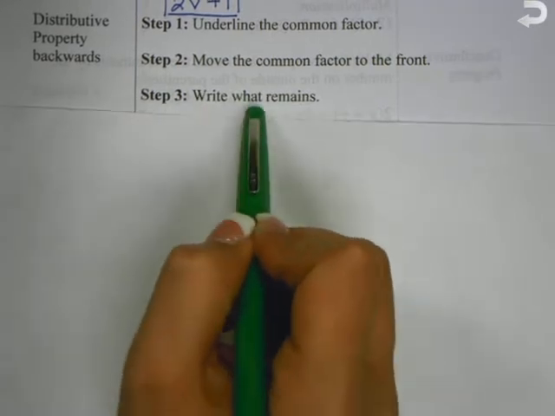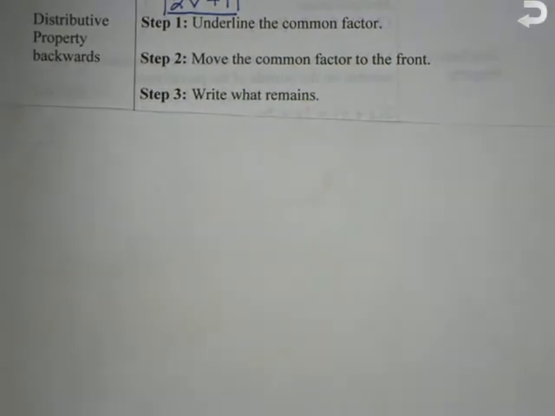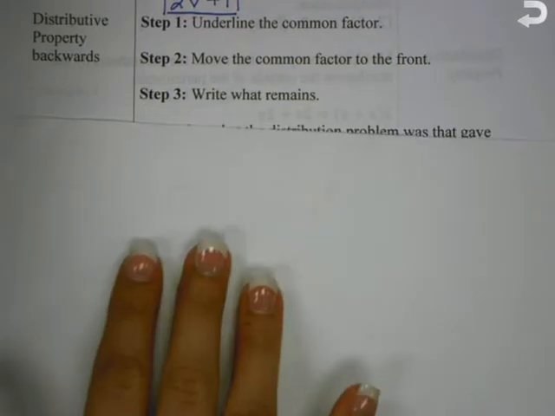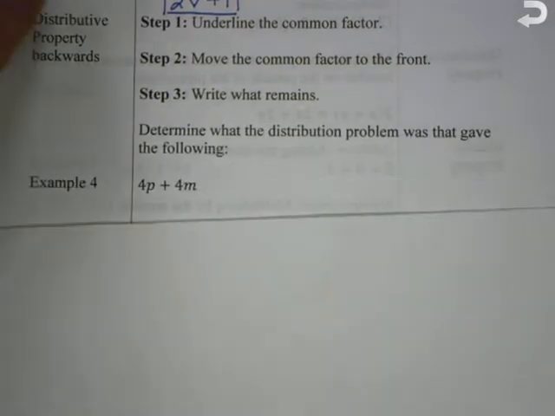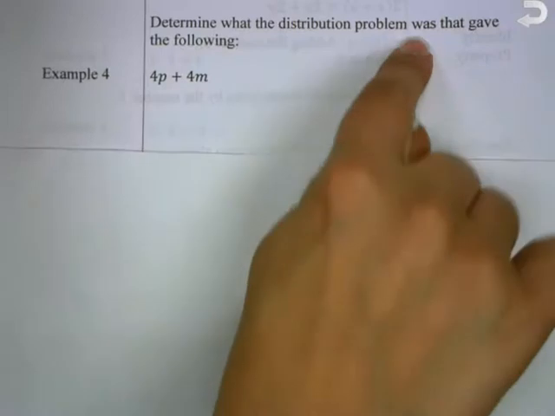So when I'm doing distributive property, what operation am I doing? Addition, subtraction, multiplication, or division? Multiplication, right. So if I am undoing distributive property, what am I going to be doing? Dividing. Good. So we're going to do some examples of that. Example 4. What we want to do is determine what the distribution problem was that gave the following. So we're undoing the distributive property.